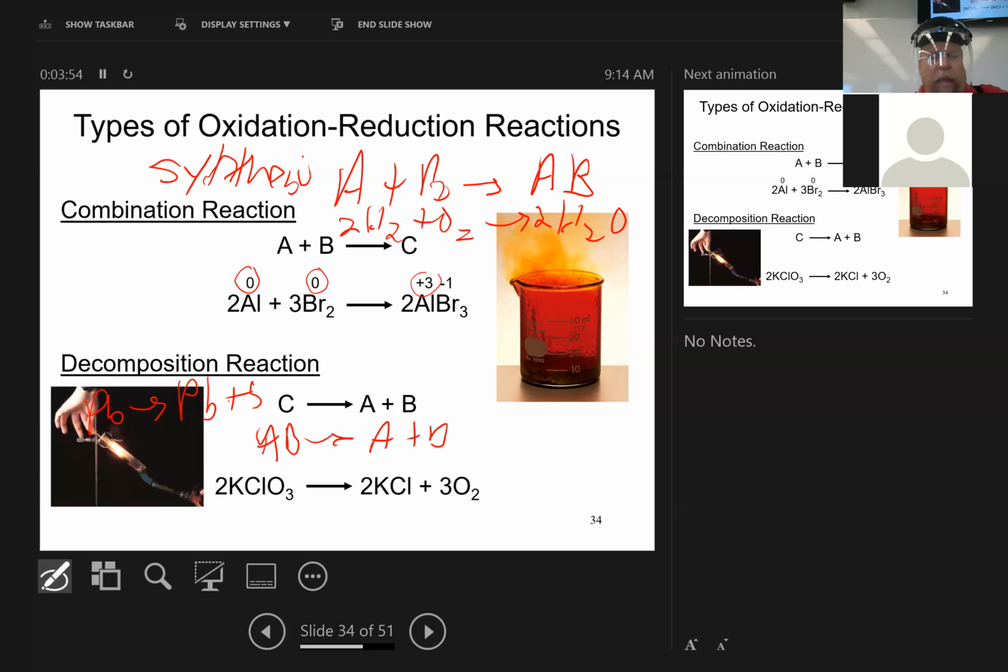And that's like this one here. Potassium chlorate goes to potassium chloride plus oxygen. So chlorate goes to oxygen from that.